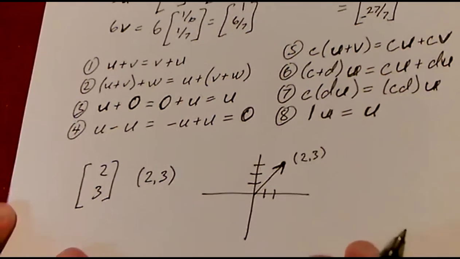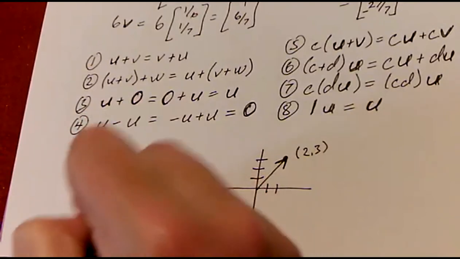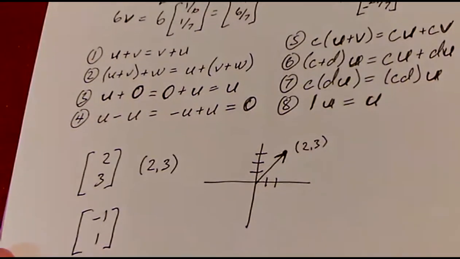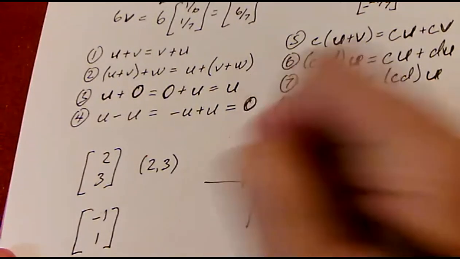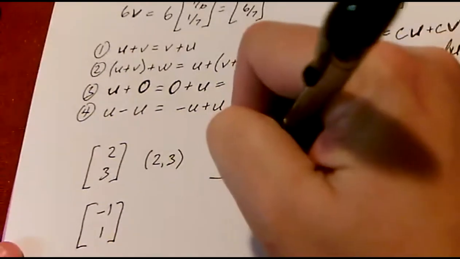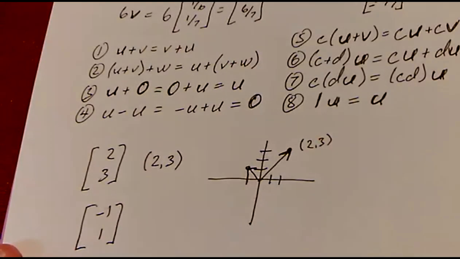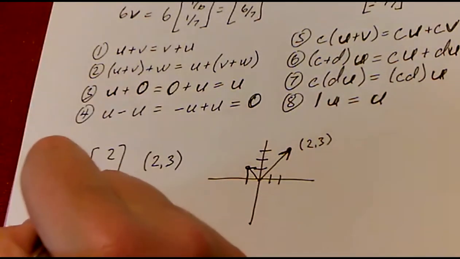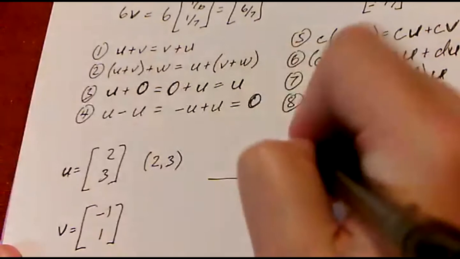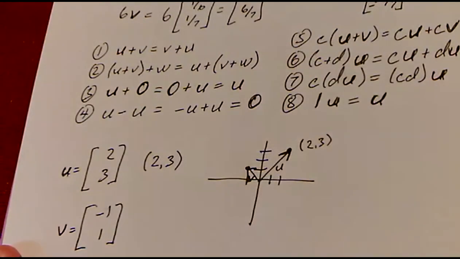Okay, let's take another vector. Let's make this vector negative 1, 1. Okay, and so let's graph that on here. I've got negative 1, 1. I've got that point there. And then I can graph my little vector coming off of that. Okay. All right, so let's call this vector u, just for convenience. Let's call this vector v. Okay, so I've got my u vector and I've got my v vector on my little graph here.